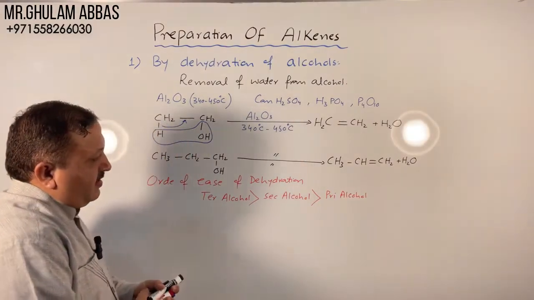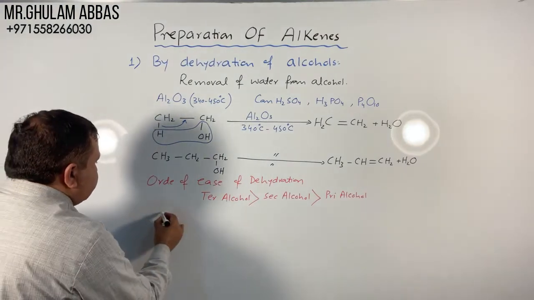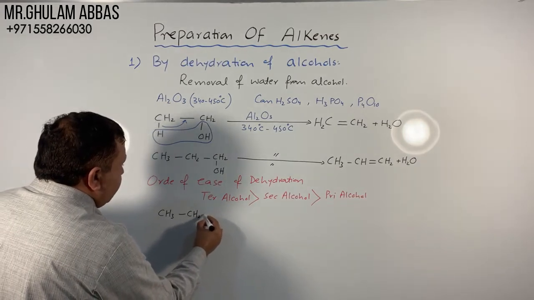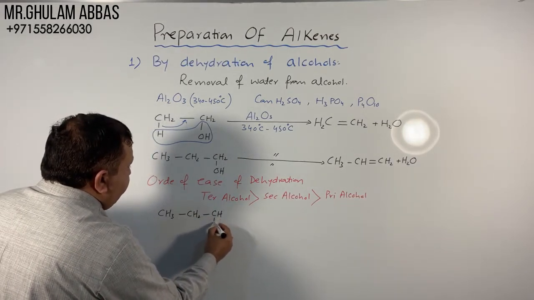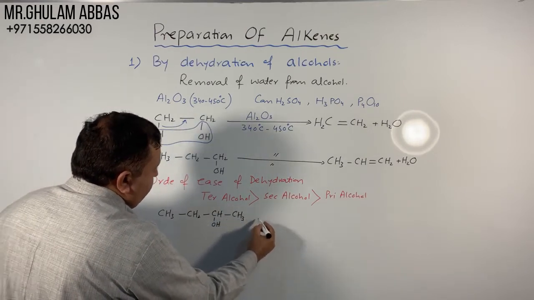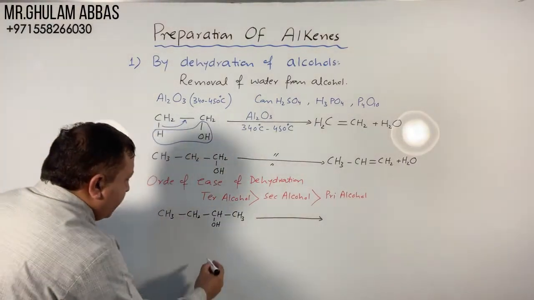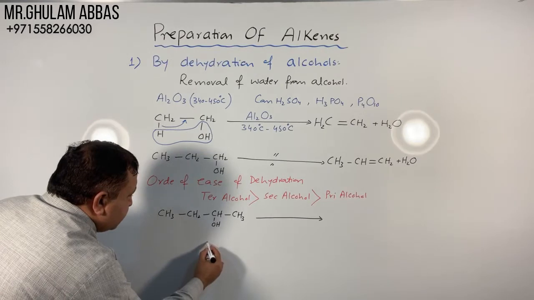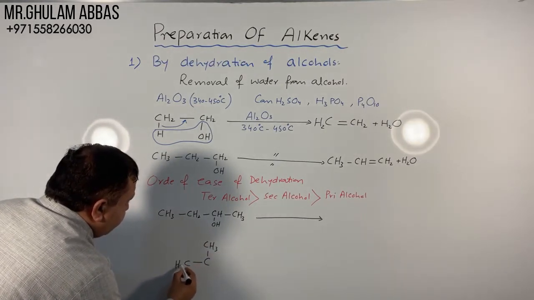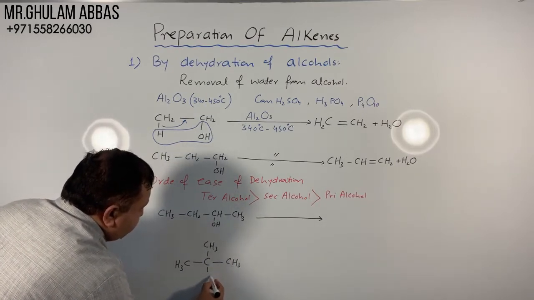I will take the secondary and tertiary alcohol. The first alcohol is CH3 single bond CH2 single bond CH and OH, single bond CH3. We want to remove water from this alcohol. And the second is CH3 single bond CH3 single bond CH3, and this is the OH.